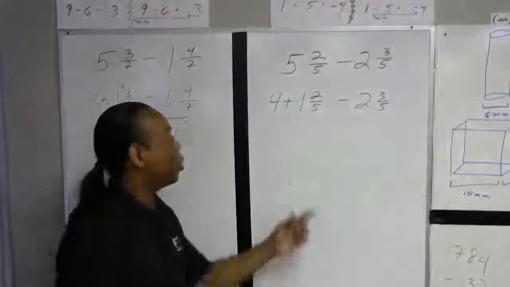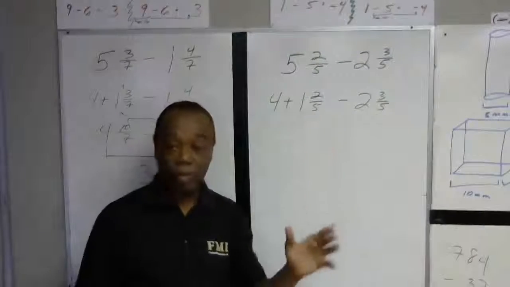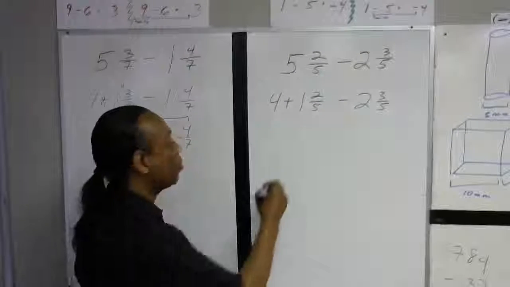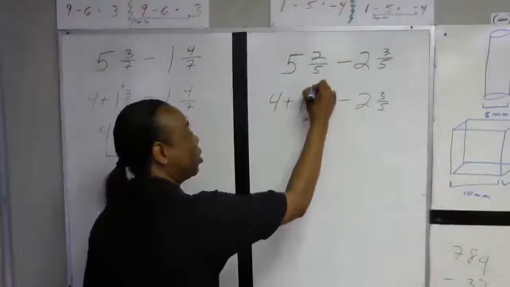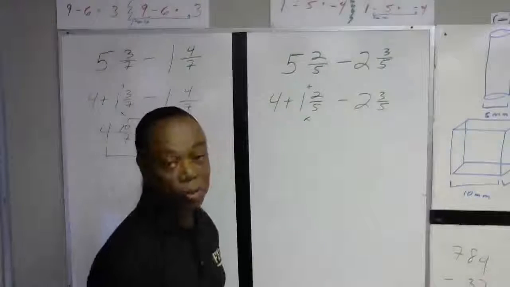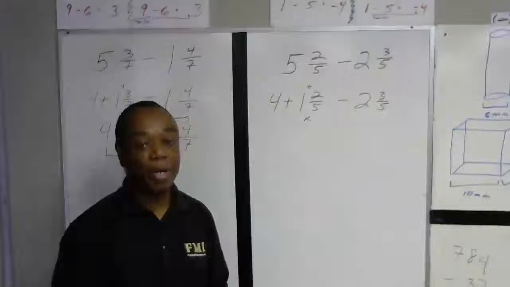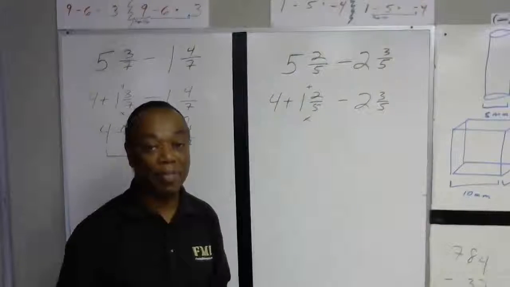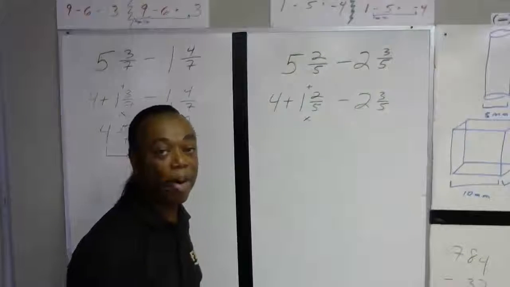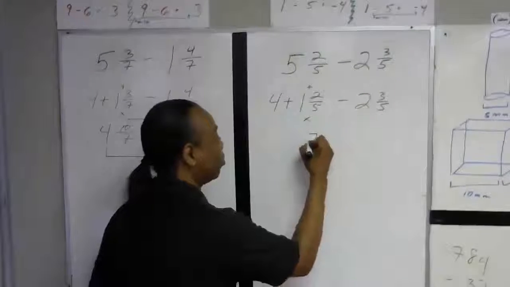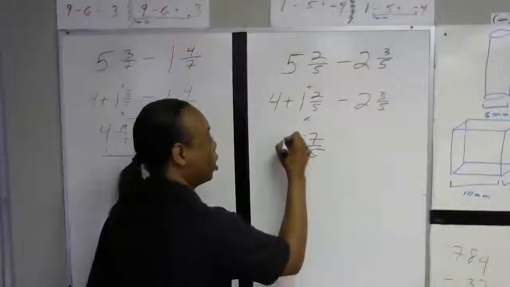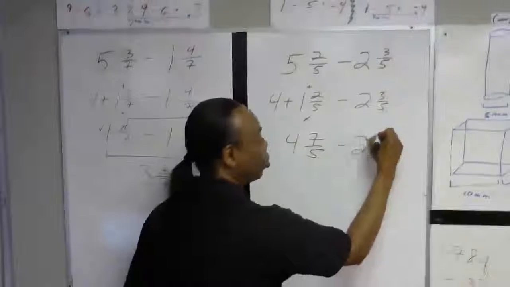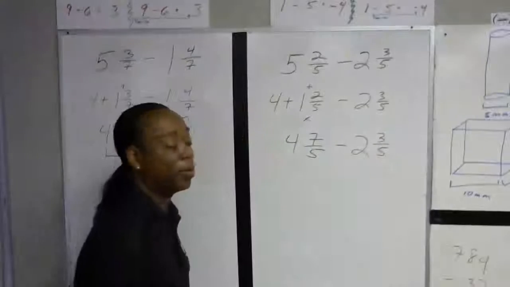Okay. Now I want to combine the 1 and the 2/5, this mixed number, to make it an improper fraction by multiplying the 1 and the 5, and then adding the 2. So 5 times 1 is 5, plus 2 more makes 7. So now the improper fraction is 7 over 5. And we bring down the 4, we bring down the negative 2, and the 3/5.